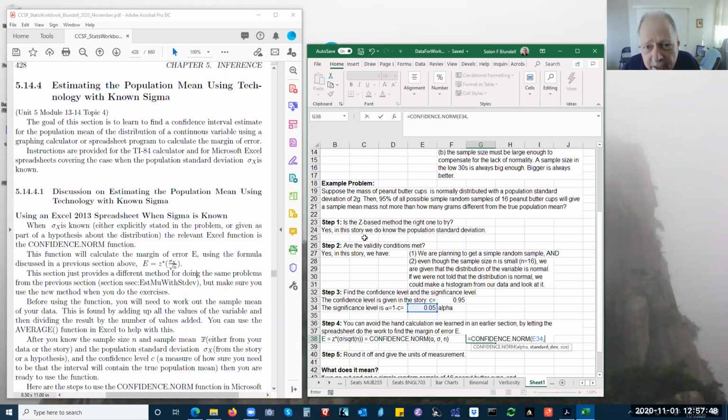It wants the standard deviation. We were given that that's 2 grams. And it wants the sample size. Our sample size was 16. We're going to get 16 peanut butter cups and find their average. So those are the only 3 pieces of information I need to put in. I close the parentheses. I say enter. And it gives me a number. And that's a number of grams.